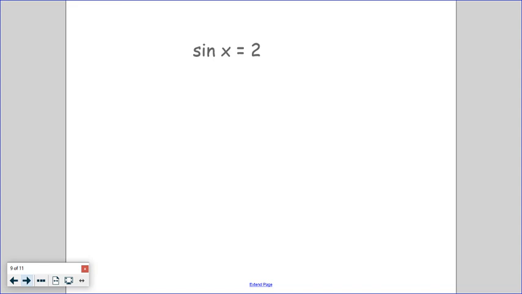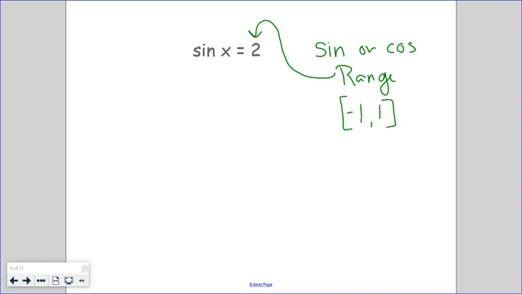All right, just a reminder that we do have some restrictions here. Thinking about sine of x equaling 2, if we are talking sine or cosine, the range, which means the answers, which would be this side of the equation, can only go from -1 to 1. And so if we're looking at trying to find an angle that gives us a sine value that is outside of that -1 to 1 range, then that one has no solution. There is no angle, no x, that would do that for us. So it is possible to have 0 solutions.